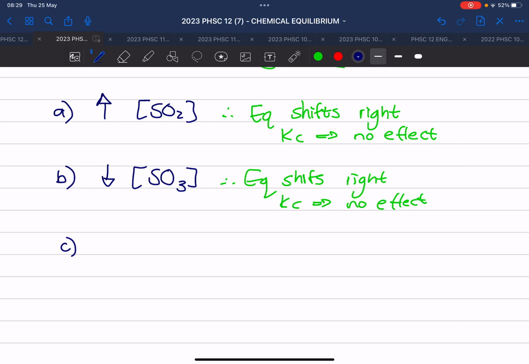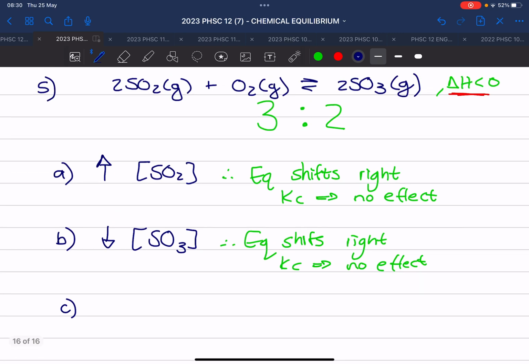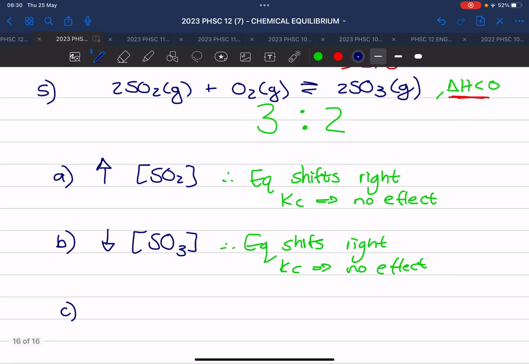Right. Then they ask increasing the pressure on the system. Increasing the pressure on the system. So increasing the pressure. That means we're doing what with the volume, Declan? We're decreasing the volume. Okay, so that means it's going to go to the right or the left? To the right. Smaller moles.